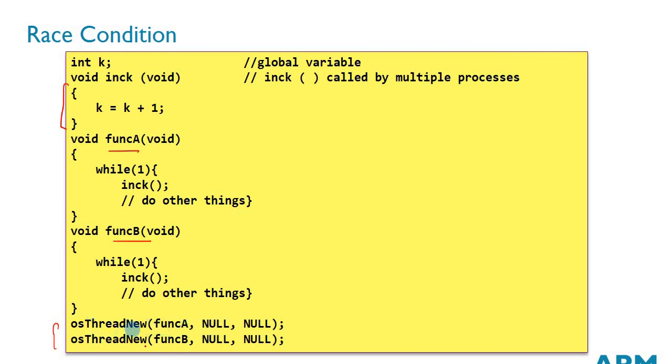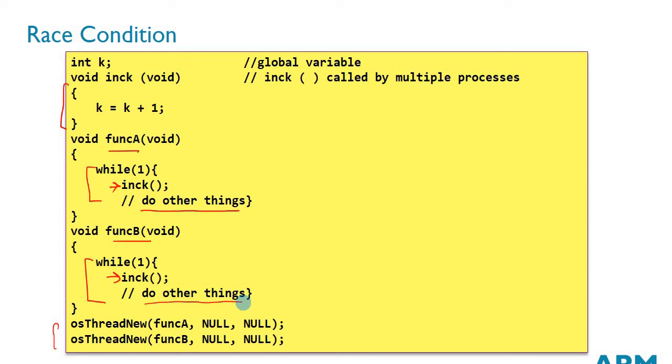But basically, once I call OS thread new function A and function B, we know from what we have already done in our labs that we have two threads, one for function A and one for function B. And as we saw, all our tasks or threads are written as infinite loops. In both these loops, I call the same function increment k, and then I do other things. Of course, there could be other tasks in the system, and these other things here could also put one of these tasks into a ready mode or a block mode, depending on a lot of other things.